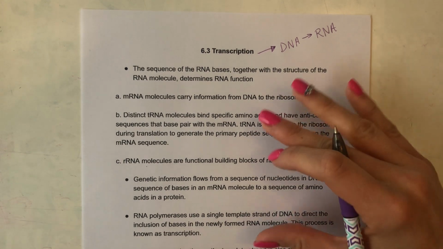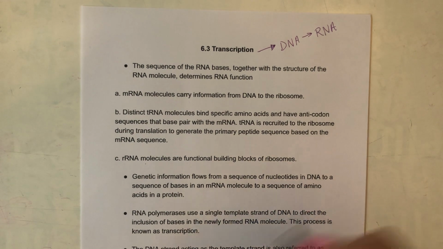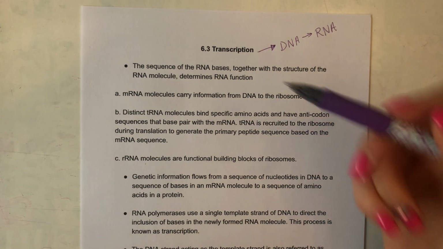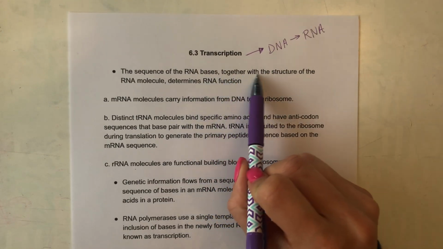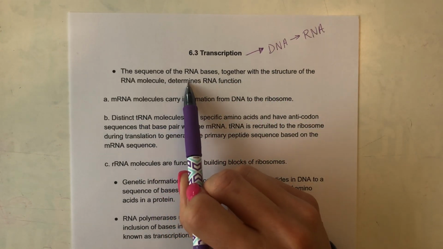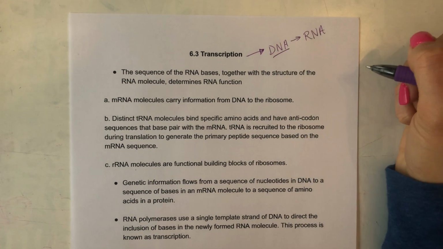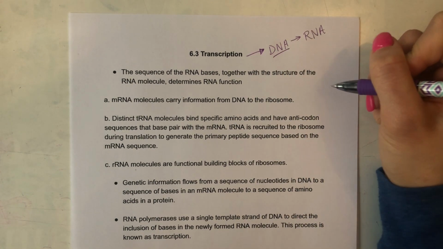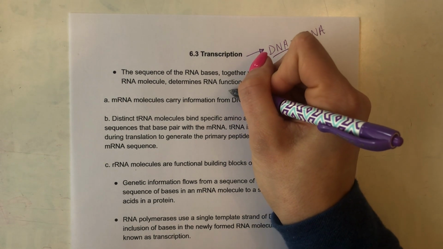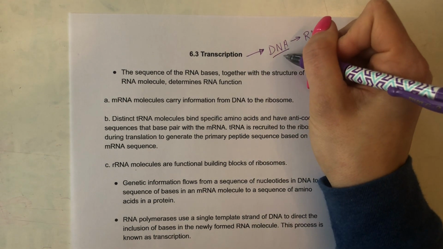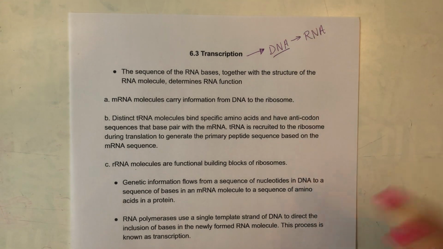We know that. Okay, so I'm going to read through a couple of these key points and circle a few words that you're going to need to know, essentially your vocabulary words. So the sequence of RNA bases together with the structure of the RNA molecule determines the RNA function. Essentially, we're reading a gene in DNA, or instructions for a protein. Of course, it's going to determine the function because the function is determined by its genetic coding in the DNA.